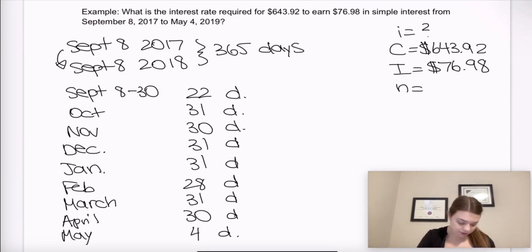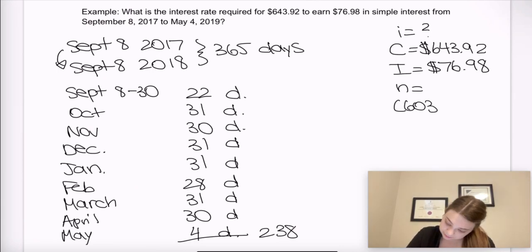So if I add all those up, 22 plus 31 plus 30 plus 31 plus 31 plus 28 plus 31 plus 30 plus 4, that gets me 238 days. So all this together is 238 days, plus 365 from the other one. So overall, it's going to be 603 days. Now the question is, how many years is that? Because they want to know the interest rate required. So presumably that's going to be the annual interest rate.